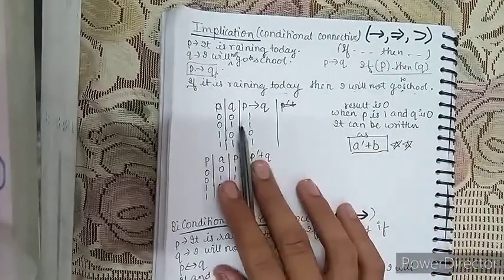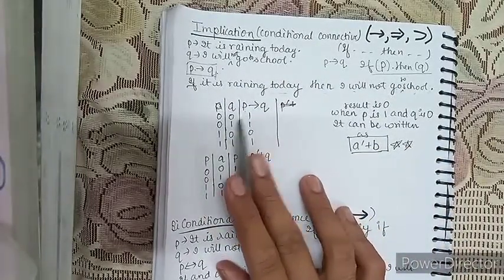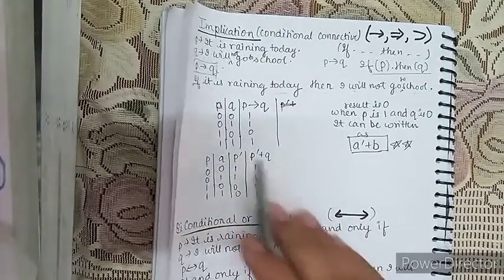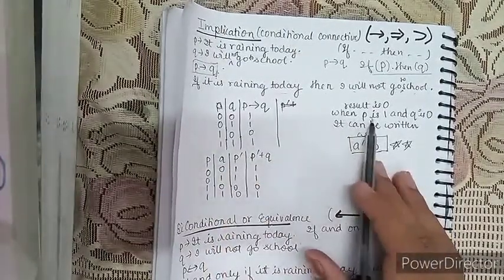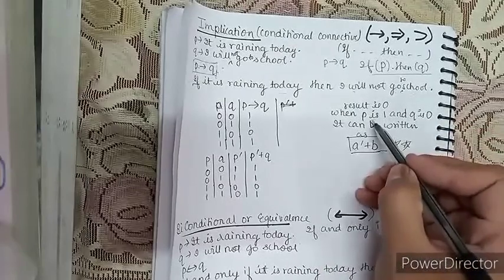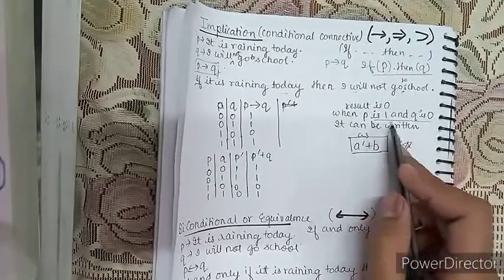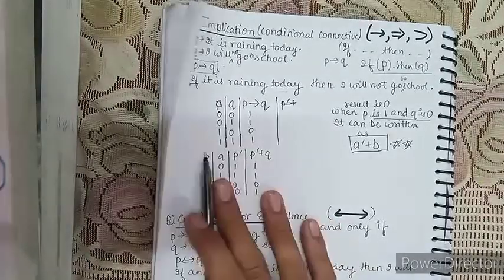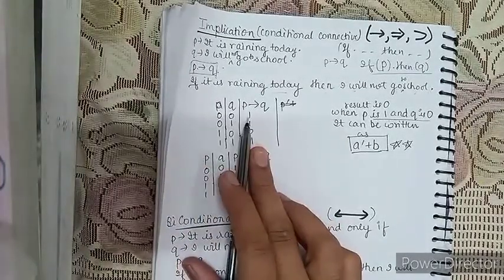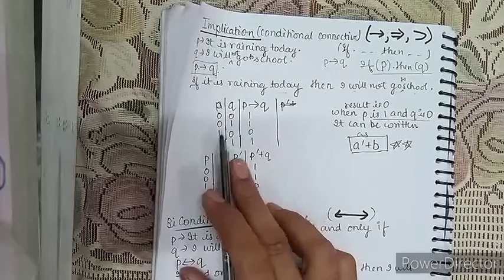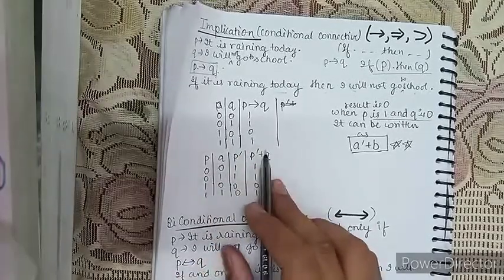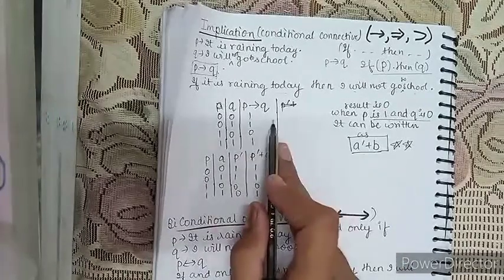For the truth table, it will give 0 only when P is 1 and Q is 0. That is the special condition: only when P is 1 and Q is 0 will it give 0. So for P: 0 0 1 1, and Q: 0 1 0 1, P is 1 and Q is 0 gives 0, and 1 1 gives 1. So this is P implies Q, implication.